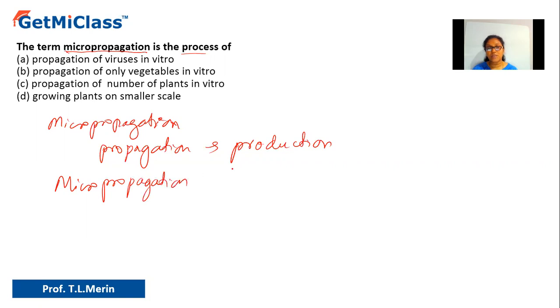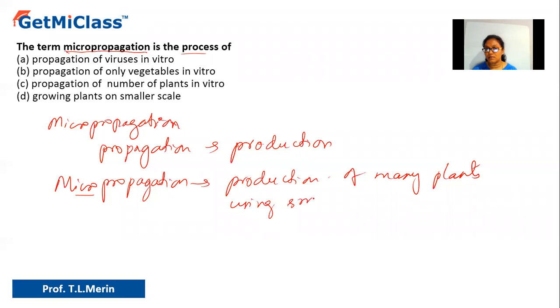So as you know, propagation means production. Micropropagation is the process where there is production of many plants using small explants, or you can say small parts of the plants, in vitro. What do you mean by in vitro? In vitro means in the lab condition.